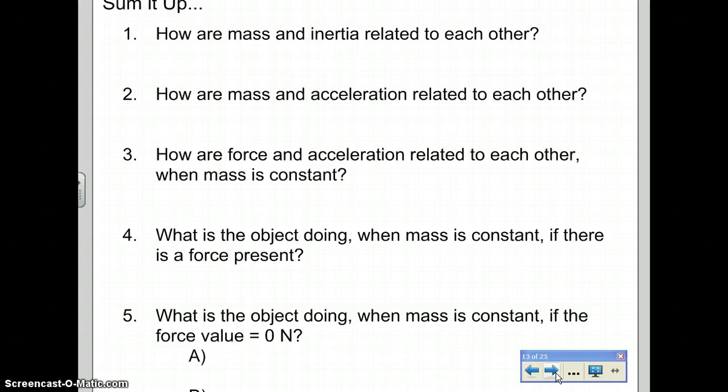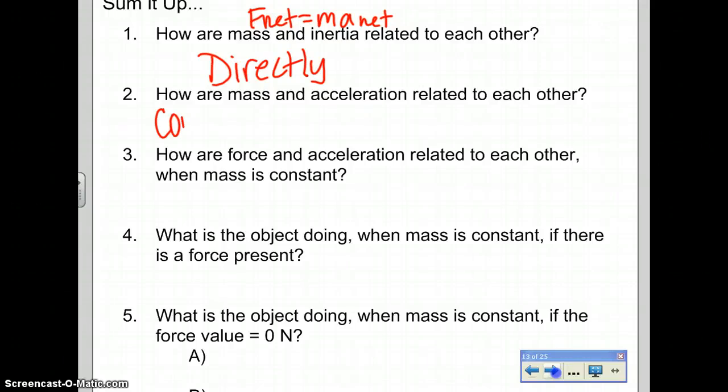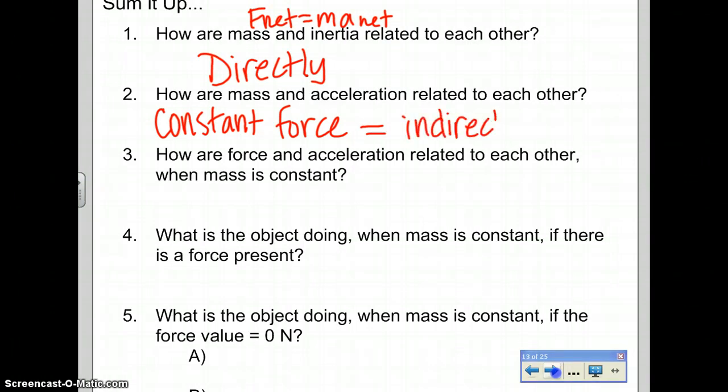So summing it up, using your equation, F net equals ma net. How are mass and inertia related to each other? Directly. Try answering these before I write them down, guys. See if you're right. How are mass and acceleration related to each other when force is held constant? So with a constant force, how are mass and acceleration related to each other? Indirectly. How are force and acceleration related to each other when mass is constant? Force and acceleration, they would be directly related to each other.